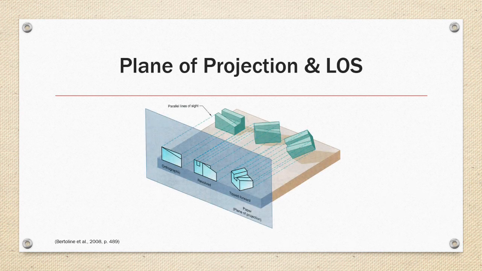The image above displays objects viewed through the plane of projection. LOS lines intersect the plane of projection to define a 2D representation of the object in its given orientation. Each example is a different projection technique based on the orientation of the object in relationship to the plane of projection.